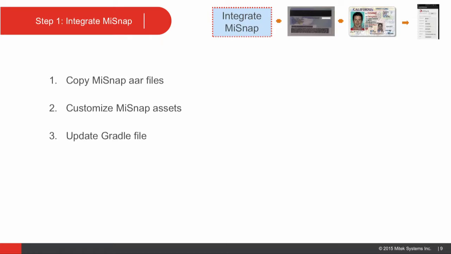So the first step in this integration process is to integrate MySnap. Again, there are three simple sub-steps. You copy the MySnap library files in your app. You customize the SDK based on the look and feel of your application. And you update the Gradle file of your application. And there is an SDK available for Eclipse IDE also.